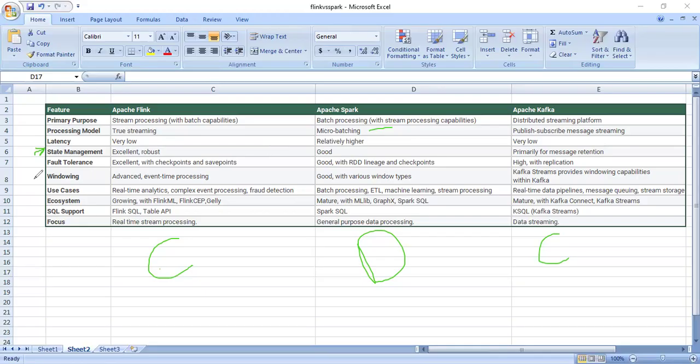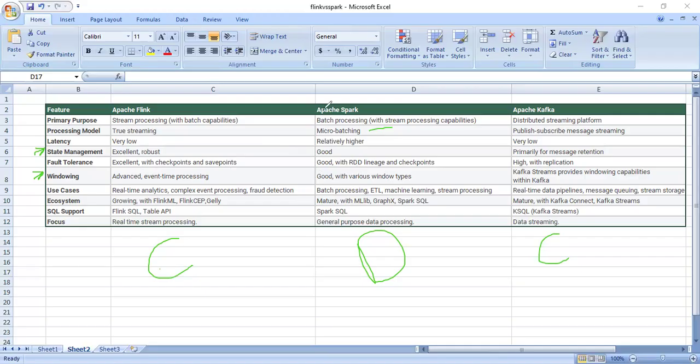Likewise, when it comes to processing the data, the windowing concept is also very important, and Flink offers, to a greater extent, window-based data processing capabilities. Very advanced ones in comparison to Spark.